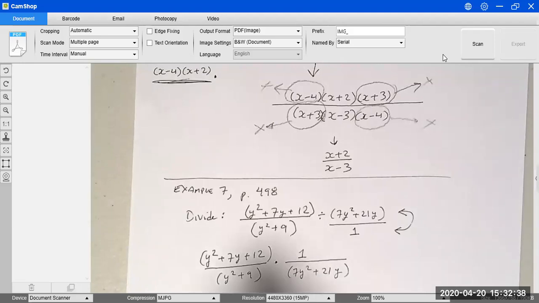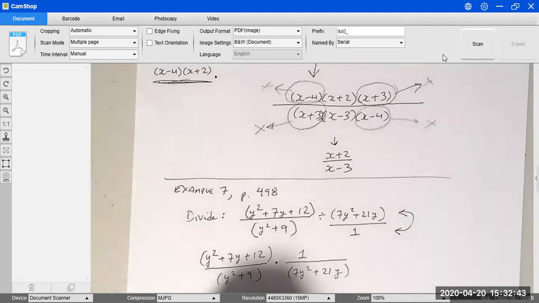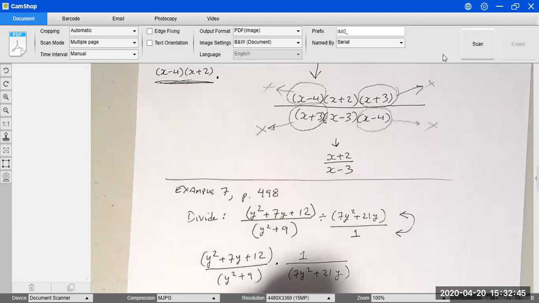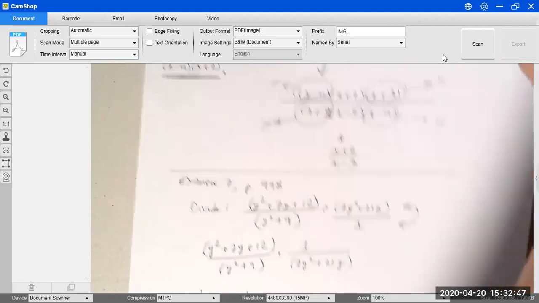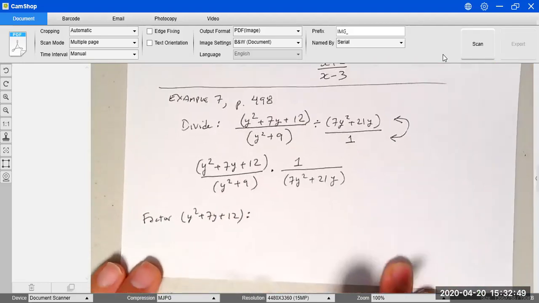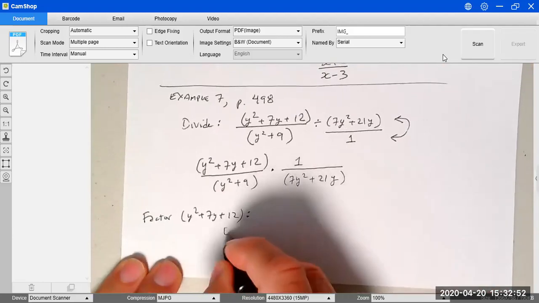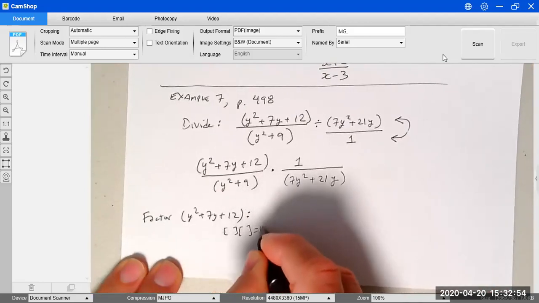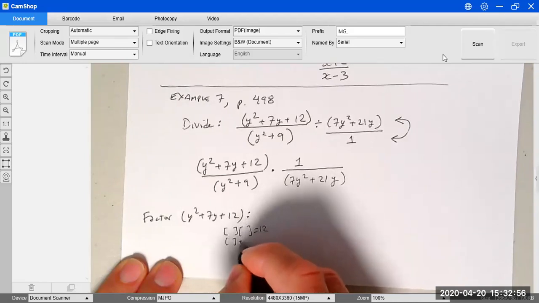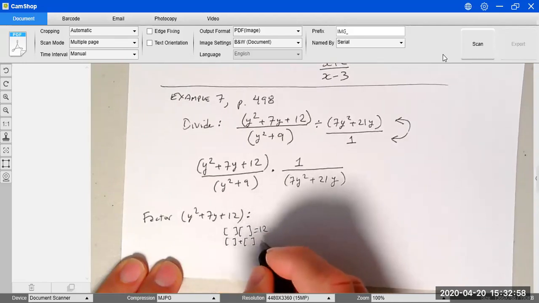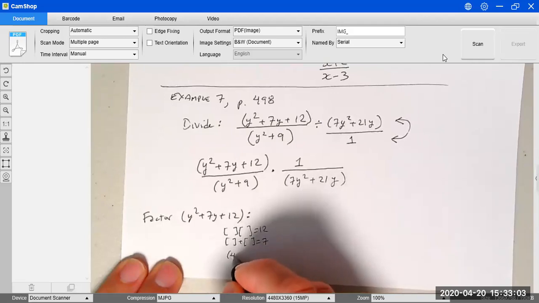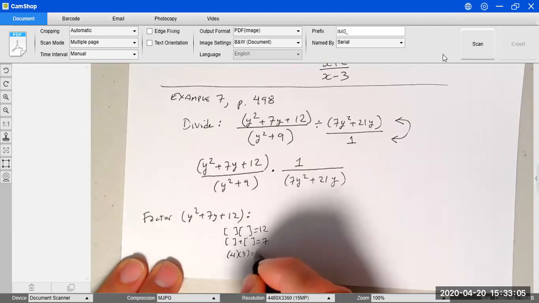So we're going to factor y squared plus 7y plus 12. We're going to factor this first. So I need two numbers that when I multiply them, I get 12. If I add them up, I get 7. So 4 and 3, right? 4 times 3 is 12, and 4 plus 3 is 7.